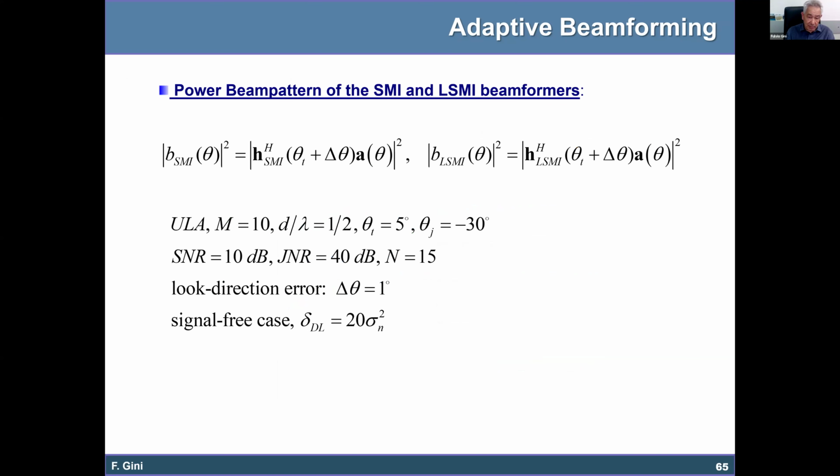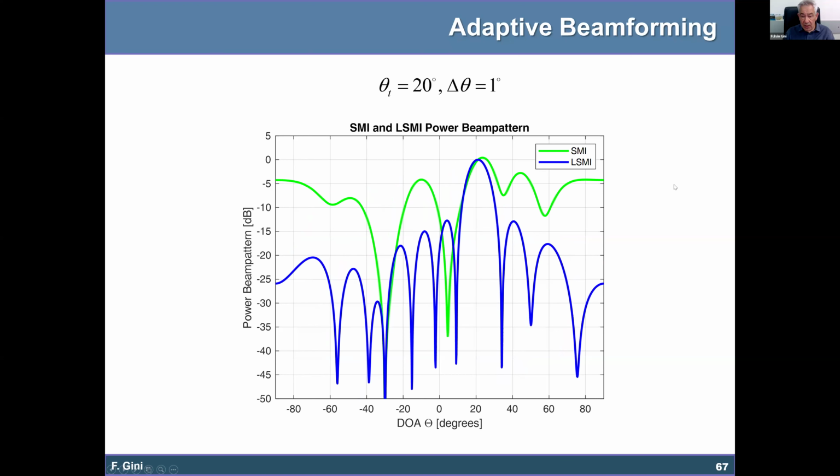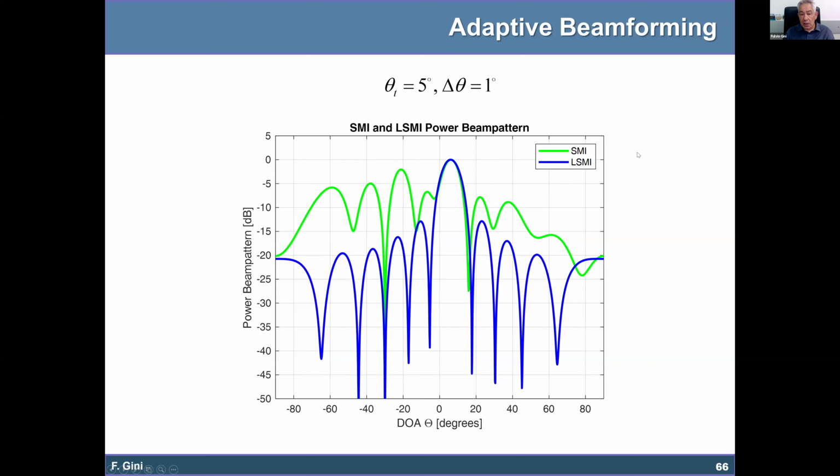What about the beam pattern? This is the beam pattern in the presence of the same pointing direction error. And you can see that in the presence of pointing direction error, without loading, one effect is that the side lobe becomes very large. With the loading, you can also stabilize much better the side lobes. So this is one example.